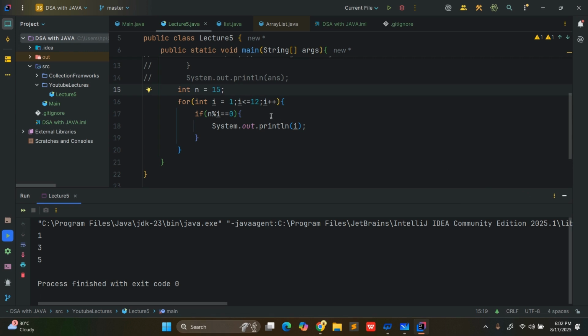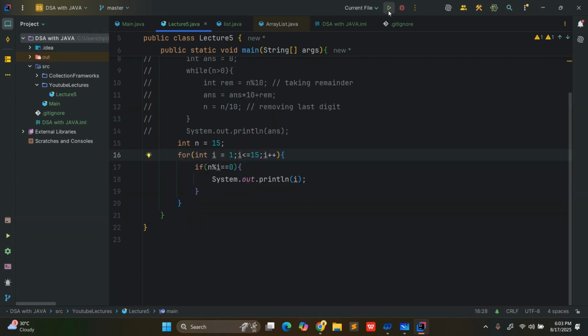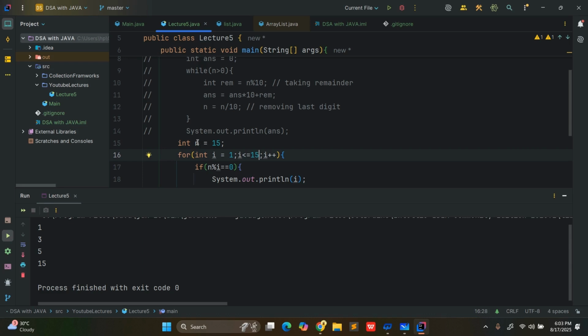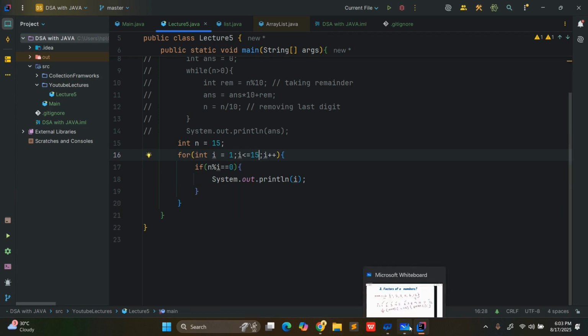Wait a minute. 15 is also a factor of itself. Very small correction. If I run from 1 to 15, I will check the possible numbers that completely divide n, and I will simply print them. So these are the factors of a number. This is the program for factors of a number.